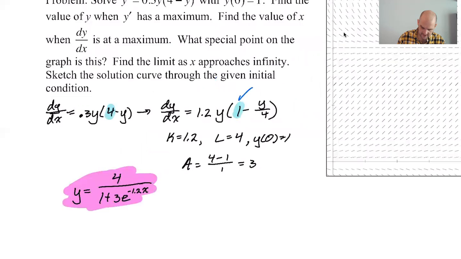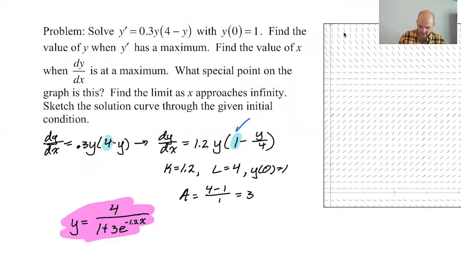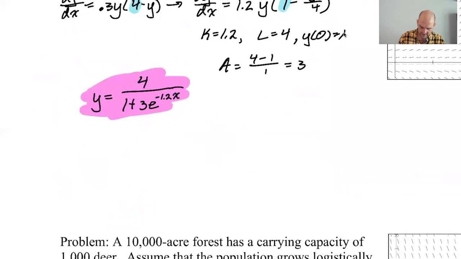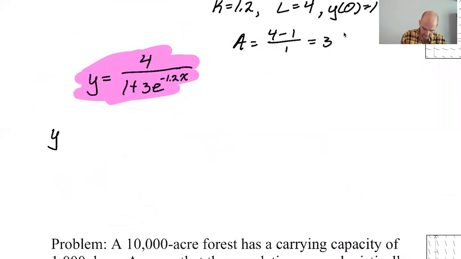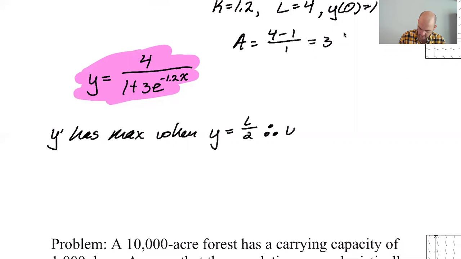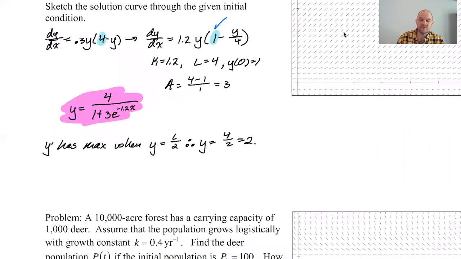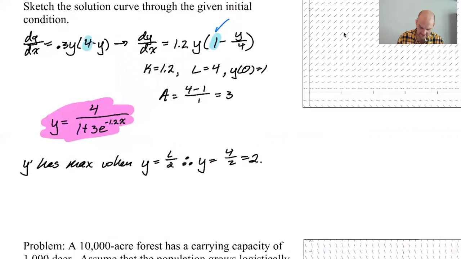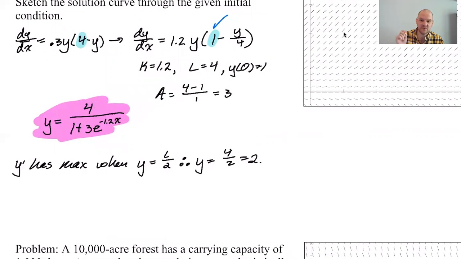Now, what are these other questions? Find the value of y when y prime has a maximum. We know this. It's when y equals L over 2. Therefore, y equals 4 over 2, which is 2. That's always going to be the case. So you have a point of inflection on the curve at y equals L over 2. When the population is at half of the limit, you get a point of inflection. That's also the maximum of the derivative. The derivative has a maximum when y is equal to L over 2.